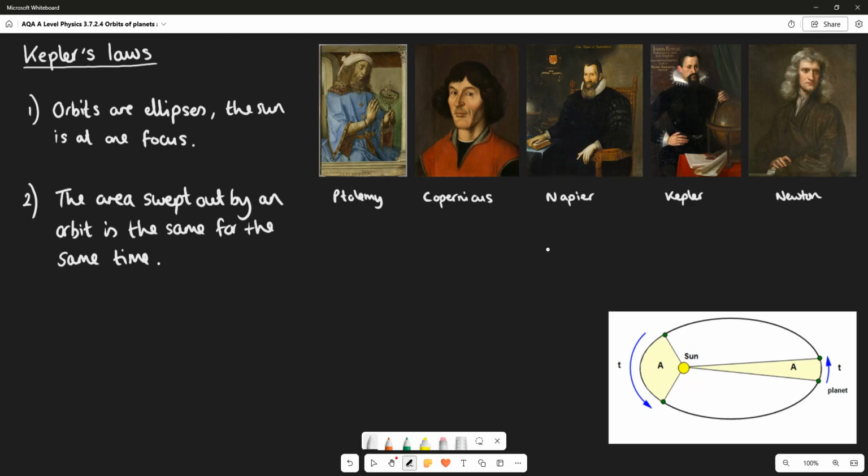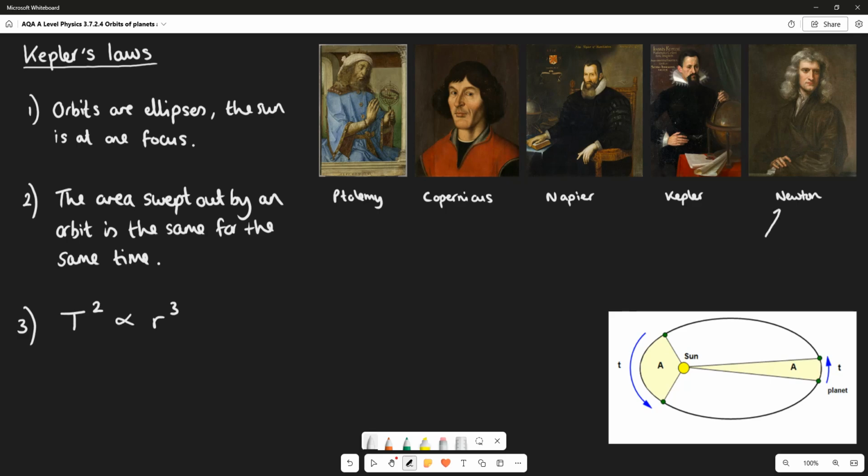A few years after Kepler published this work, Napier, a Scottish mathematician, published his work on logarithms. This new mathematics was used by Kepler to publish his third law, in which he stated that the square of the time period of an orbit is proportional to the cube of the radius.